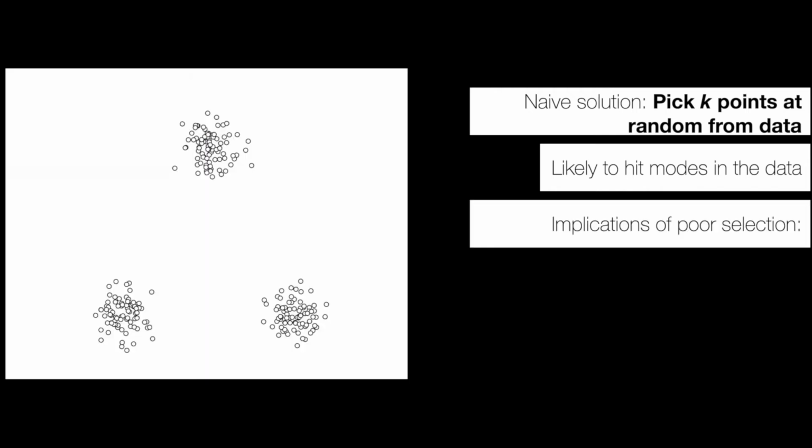But that's not to say that this naive solution is perfect. There are definitely opportunities for picking randomly selected points that are suboptimal or that result in poor outcomes. So what are the implications of this?